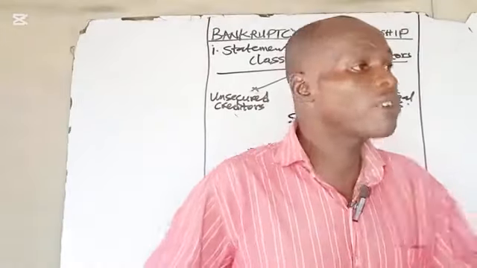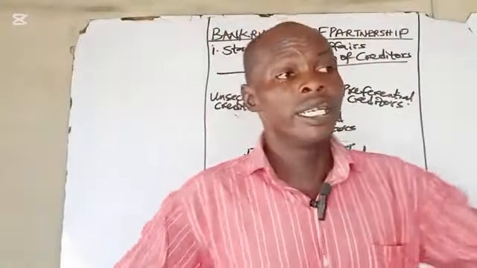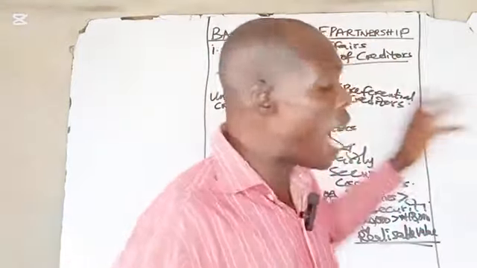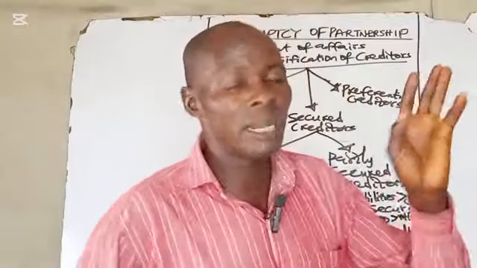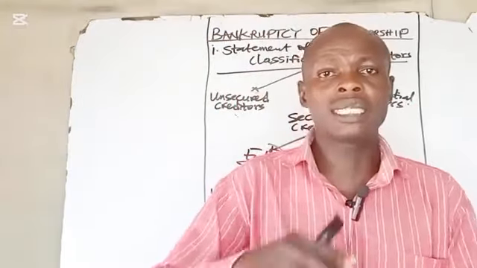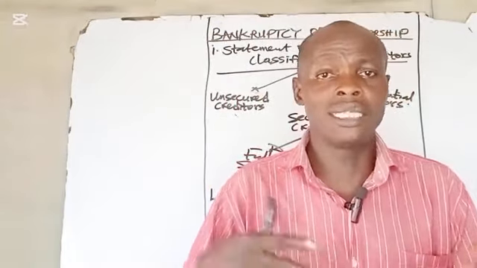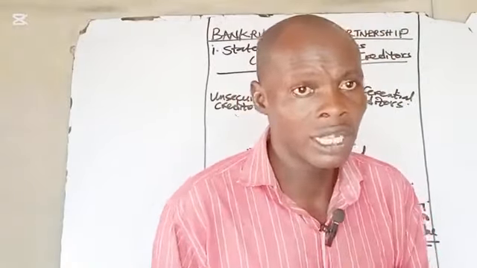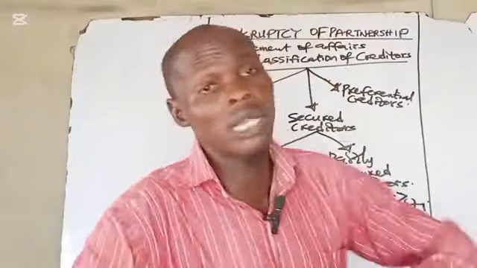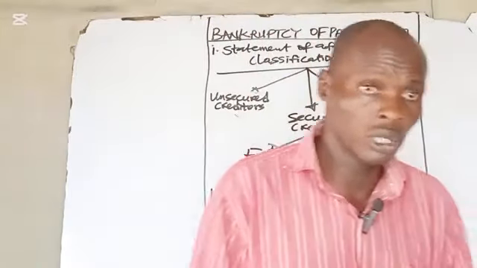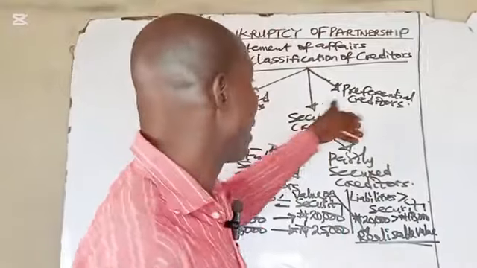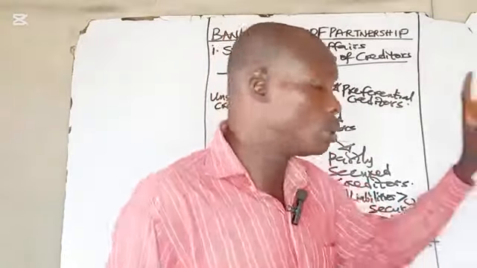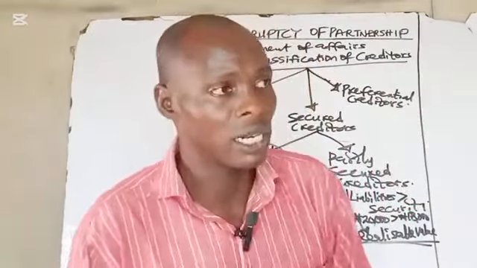Number 3, we have costs incurred in realizing the assets of the debtors. The expenses incurred either by the administrators or by the official receivers in realizing the assets, in selling the assets of the debtors, those expenses you are going to categorize as preferential. So you classify them as preferential creditors.